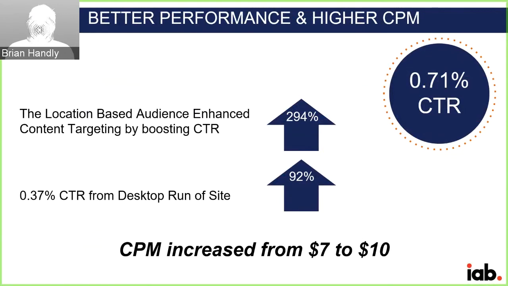They had a 294% increase compared to their content or run-of-site targeted ads, and a 92% increase over desktop. And again, the big advantage there was they were able to charge more, a higher CPM for these campaigns than they were for some previous campaigns. So again, publishers happy, advertisers happy as well.